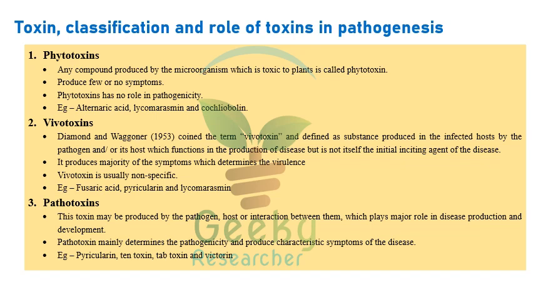Among these three toxins, pathotoxins are very important, and they play a major role in disease production. They will ask which of the following toxins is a phytotoxin, or which is a vivotoxin, something like that. So just remember: alternaric acid, lycomarasmin and cochliobolin are examples of phytotoxins. Fusaric acid and pyrrolidine are examples of vivotoxins. Pyrrolidine, tentoxin and tabtoxin are examples of pathotoxins.